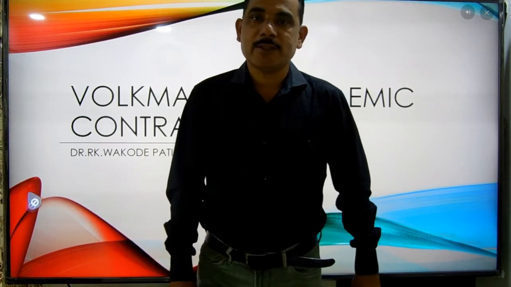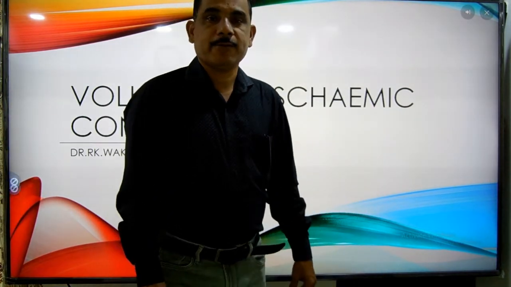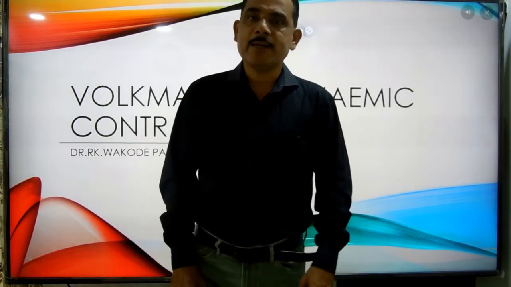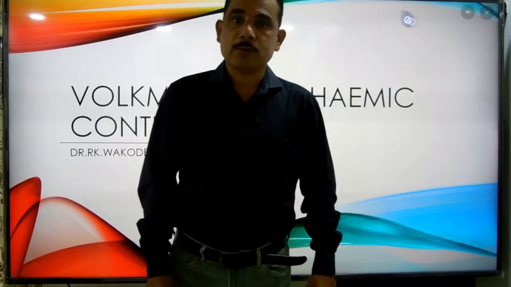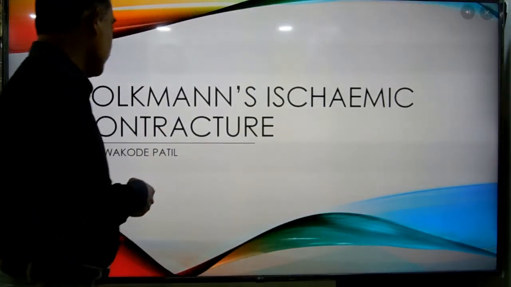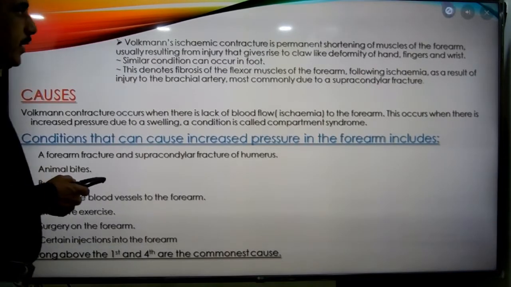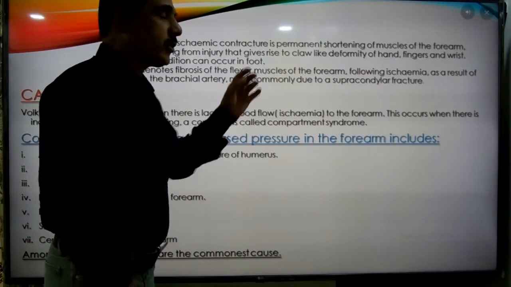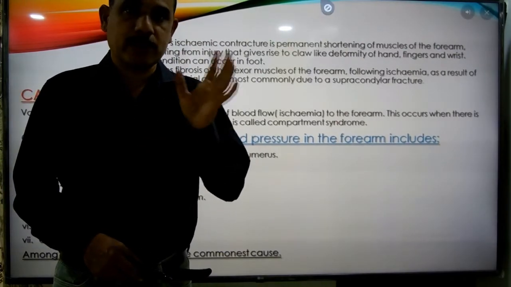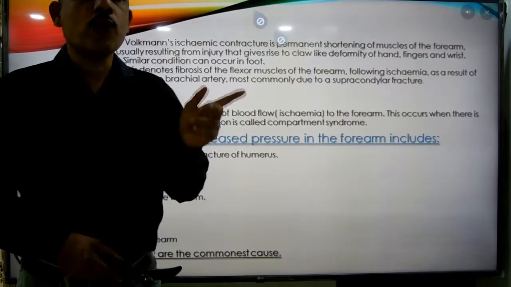The today's lecture of the surgery will be on the Volkmann's ischemic contraction. Volkmann's ischemic contraction is also called Volkmann's ischemic necrosis. So what about the Volkmann's ischemic contraction? It is a permanent shortening of the muscles, especially of the forearm.